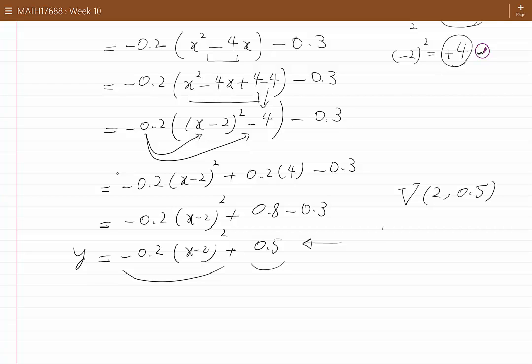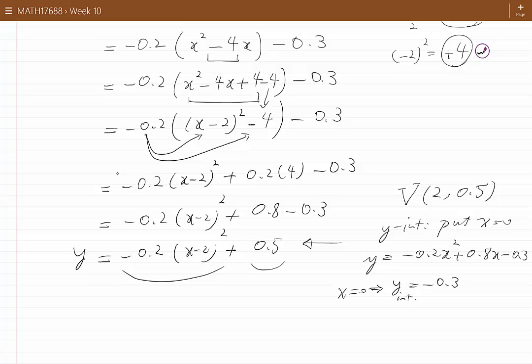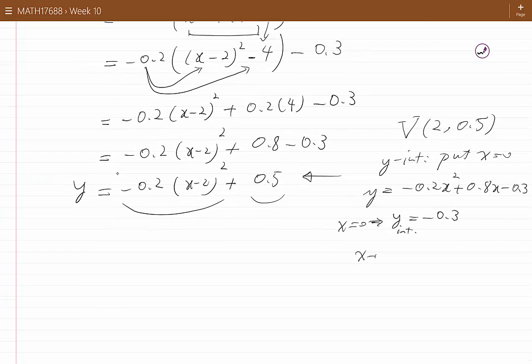To find the y-intercept, we put x equal to 0. It is easiest to use the general form. In the general form, y was minus 0.2 x squared plus 0.8 x minus 0.3. If we put x equal to 0, we see that y is equal to minus 0.3, and this is the y-intercept. To find the x-intercept, we put y equal to 0 and solve for x.